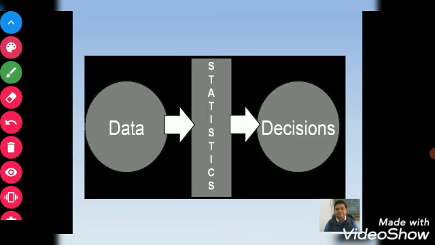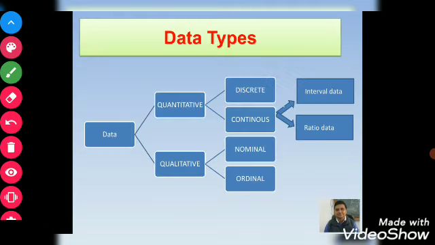Now in statistics we know that we are subjecting data to statistical analysis, and then based on the result obtained by statistical analysis we are making our decision. So here we will see about the data. We will just refresh what data is and how many types of data there are. We have already seen in the initial lectures about the different types of data.